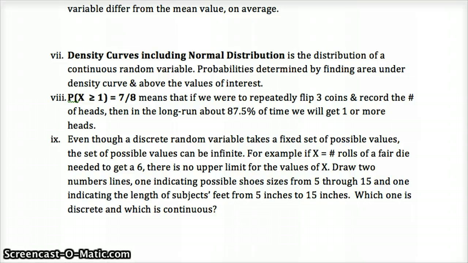Here are 2 number lines, one indicating possible shoe sizes from 5 through 15, and one indicating the length of a subject's feet from 5 to 15 inches. Right now, pause: which one is discrete and which one's continuous? Shoe sizes or the length of the subject's feet? Well, it turns out shoe sizes go 5, 5.5, 6 for the most part, so they're discrete. The length of somebody's feet would be continuous because you could be 5.01 inches, 5.02, 5.01345 inches. It takes on an interval of values.